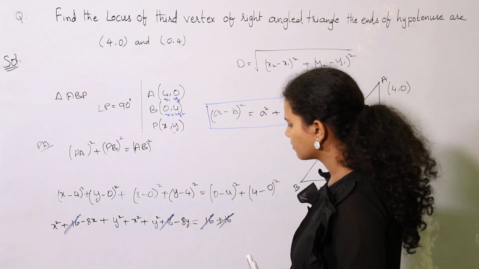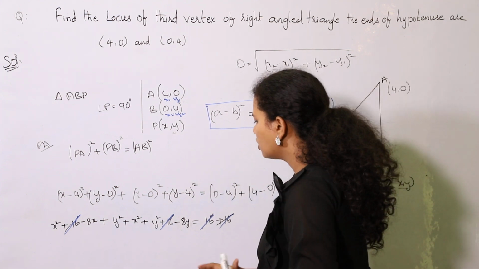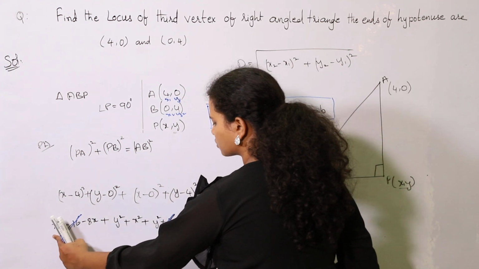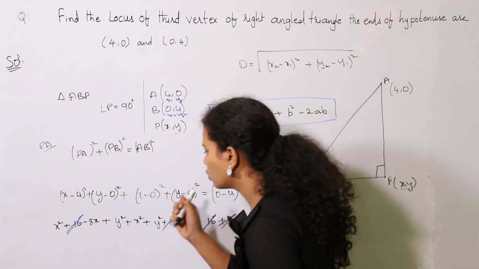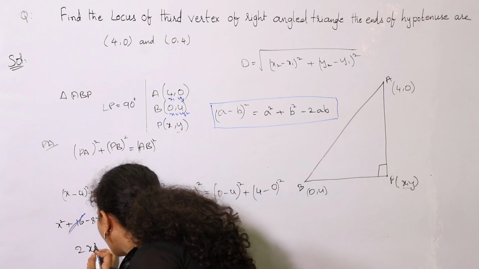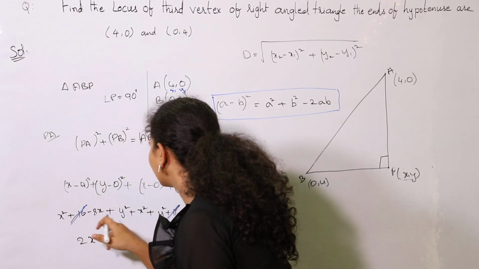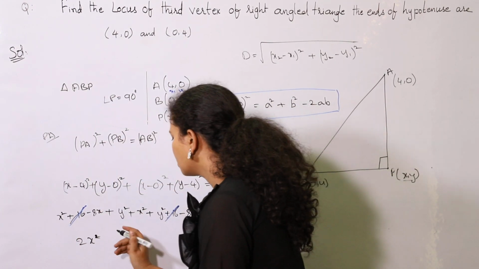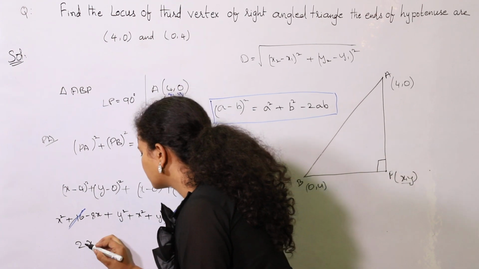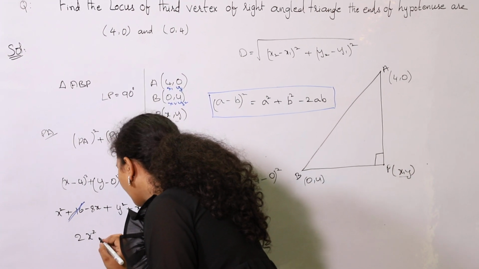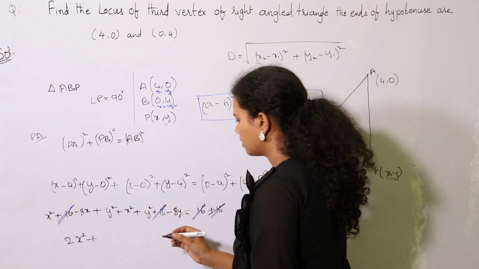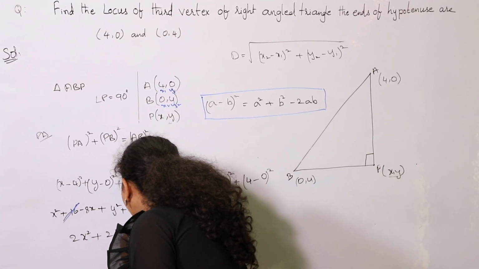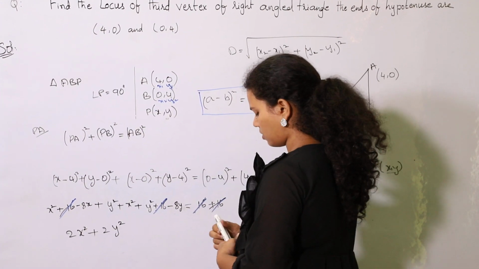Next, what else? Nothing is going to cancel. So just add over here, where here you have x square, this becomes what? 2x square. Clear? x square plus x square gives 2x square, plus here you have y square plus y square. This becomes 2y square.